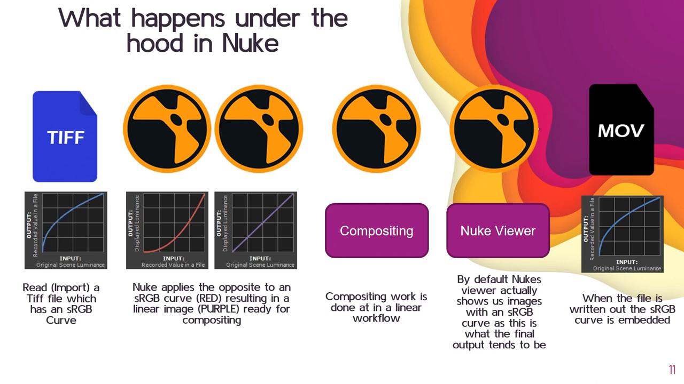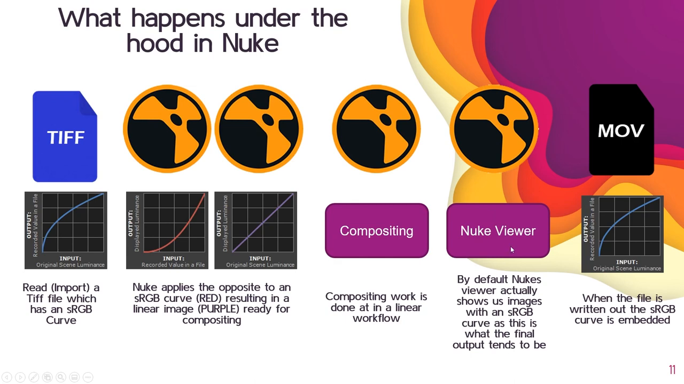So this is what happens inside of Nuke, okay? Essentially, your image comes in, if it's in sRGB color space, it comes in with that curve. Nuke then applies the opposite to this curve. You can see the red is actually the opposite to that blue. So Nuke applies the opposite to the sRGB curve, which is your red one, resulting in a linear image, your purple, ready for compositing. So image comes in, it's got this gamma curve. Nuke then applies the inverse to it, which results in an image which now has a linear curve on it. So it's not brightened, it's not darkened at all. What happens then is all your compositing work is done inside of Nuke in a linear manner. Anything you do is done to it in a linear manner.